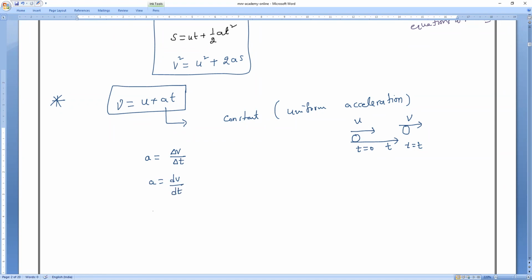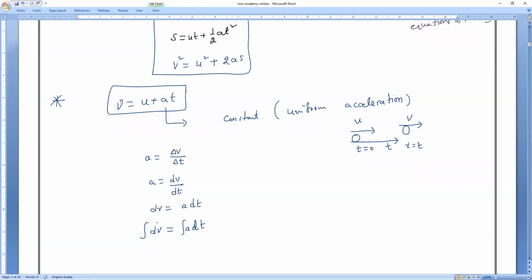Now, dt, you bring to this side. What will it become, everybody? So dv is equal to a dt. Any doubt? Yes, all of you? Now apply the integration. So integration of dv is equal to integration of a dt. Any problem, anybody? No, sir.